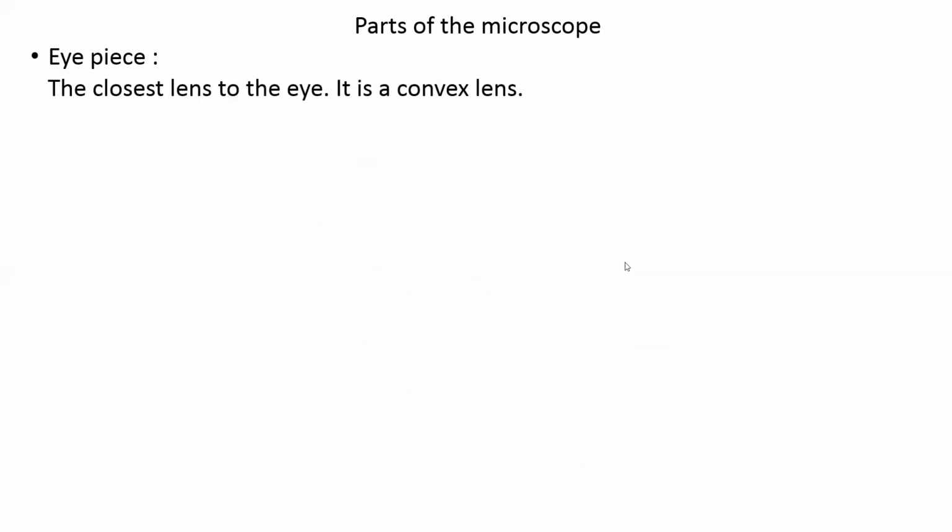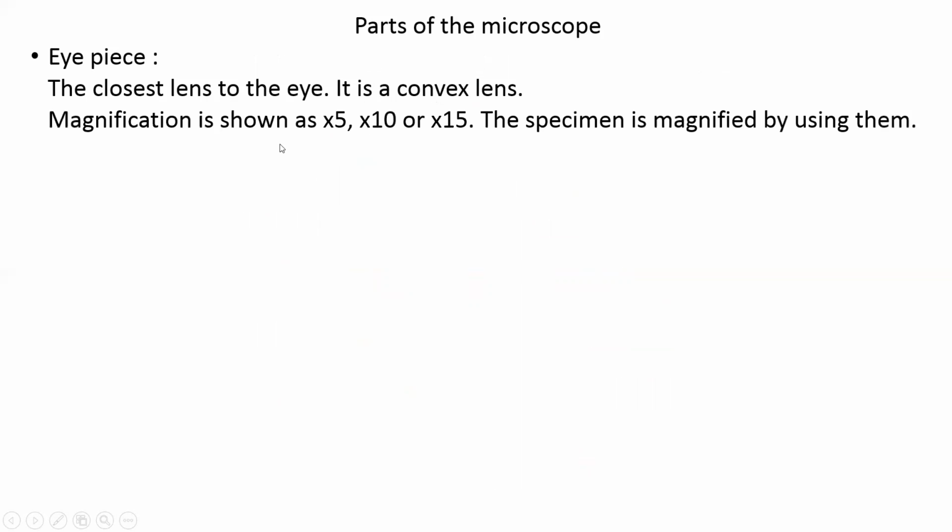Eyepiece, the closest lens to the eye. It is a convex lens. Magnification is shown as 5 times, 10 times, or 15 times. The specimen is magnified by using them. Objective lens.